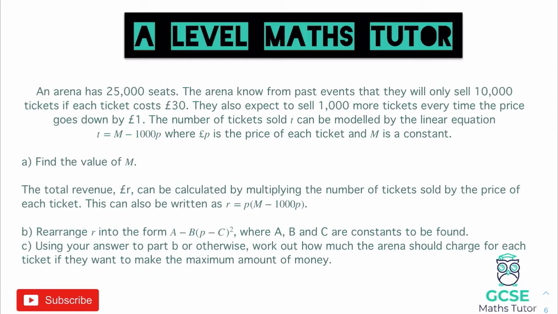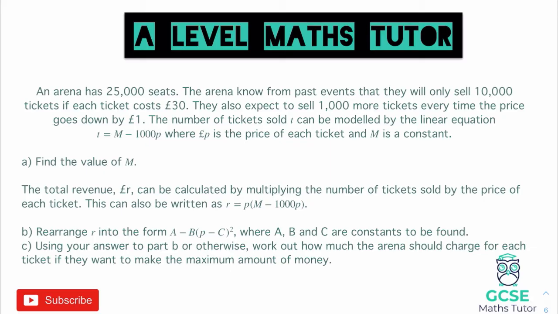So it says an arena has 25,000 tickets. They know from past events they're only going to sell 10,000 if the ticket costs £30. They also expect to sell an extra 1,000 tickets for every time the price goes down by £1. And the number of tickets sold given by T can be modelled by this linear equation, T equals M minus 1,000p, where P is the price of each ticket in pounds, and M is a constant. And for starters here, it wants us to find the value of M.